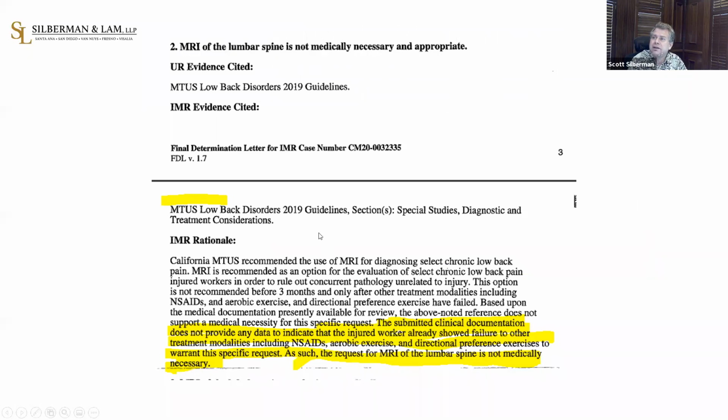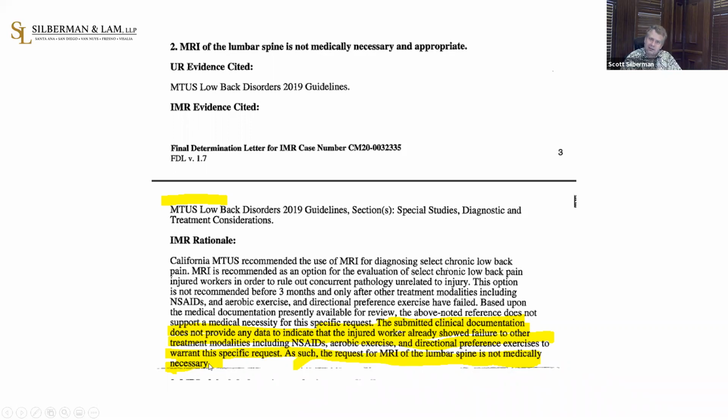All right, so here is the other part in the same denial. The MRI of the lumbar spine is not medically necessary and appropriate. The submitted clinical documentation does not provide any data to indicate, again, the same thing. The injured worker already showed failure in other treatment modalities, including NSAIDs, aerobic exercise, directional preference exercises to warrant this specific request. As such, an MRI is not medically necessary.